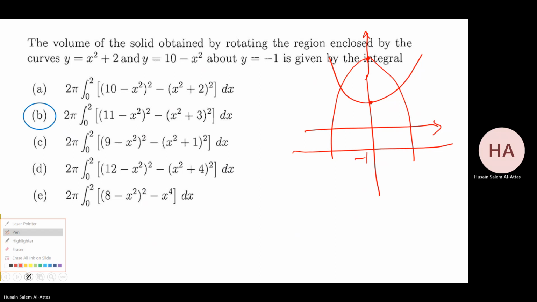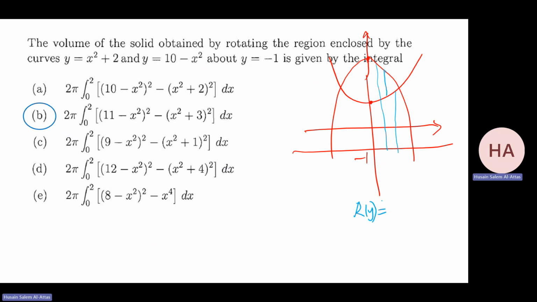So I need this one, which will be what? The bigger one minus the small one. So I have capital R of y is what? The bigger one, which is 10 minus x squared minus minus 1. Yeah, not minus 1, so that will be 11 minus x squared. Small r of y will be x squared plus 2 minus minus 1, and that will be x squared plus 3. Great.